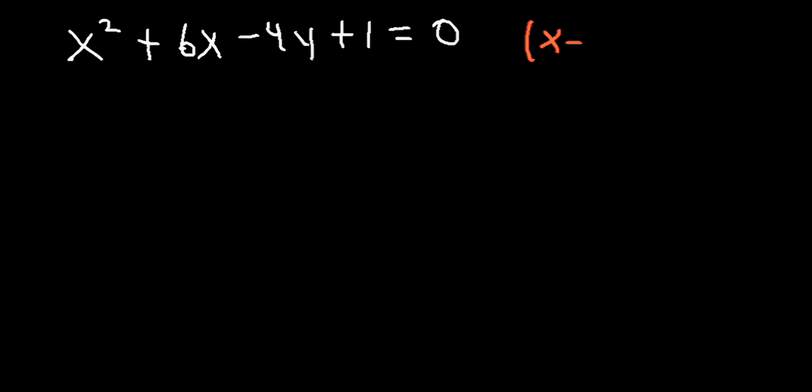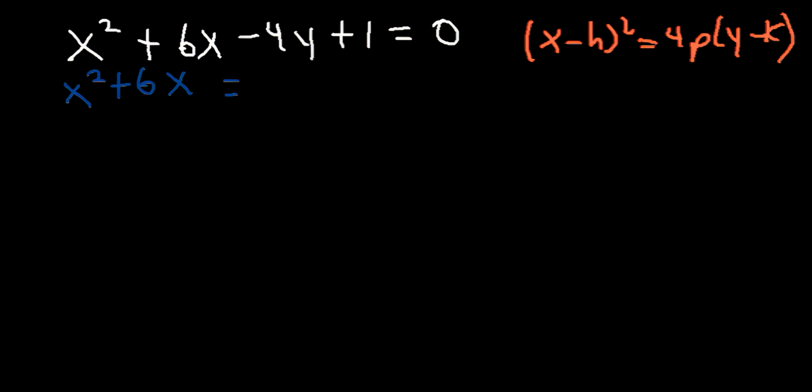Now for the last one, this is a parabola, and we want to put it in a form where it's like this: x minus h squared is equal to 4p times y minus k. So all the x's we want to move to the left side, and everything else let's move it to the right side. So x squared plus 6x is equal to negative 4y becomes positive 4y when you move it from left to right, and a positive 1 becomes negative 1.